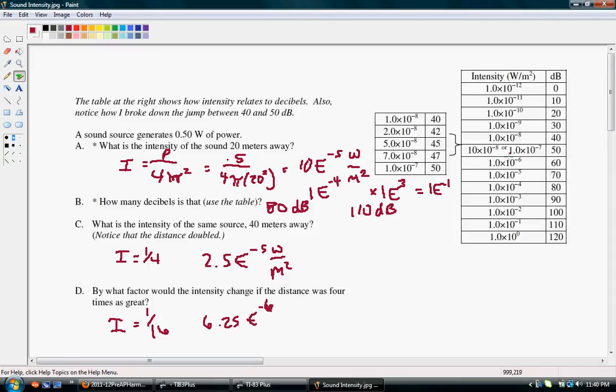Now, e to the negative 6 implies that we have 60 decibels as our base. But it's not 1 times e to the negative 6, it's roughly 6 e to the negative 6. So if we had 6 e to the negative 6, that would tell us that it's plus about 6 decibels, so we would have a sound of about 66 decibels.